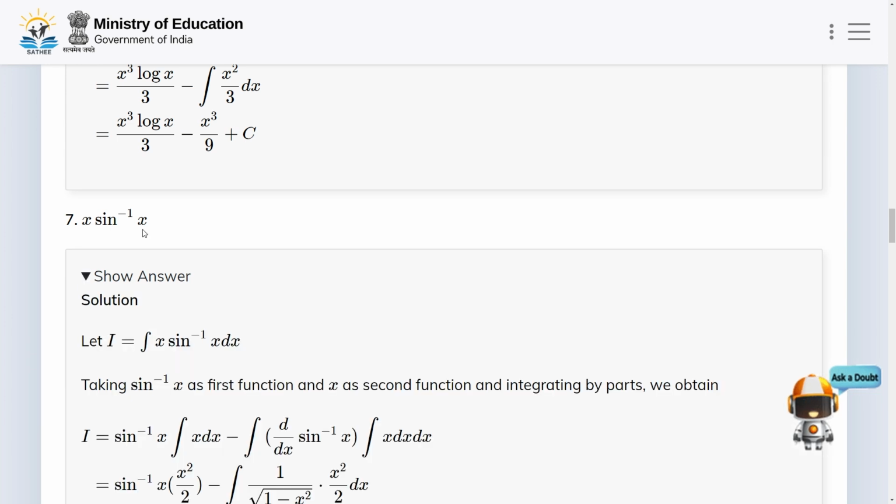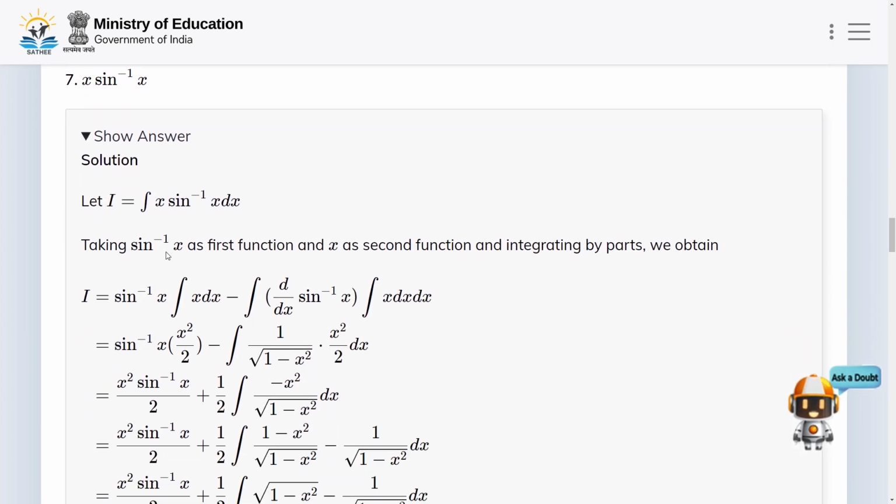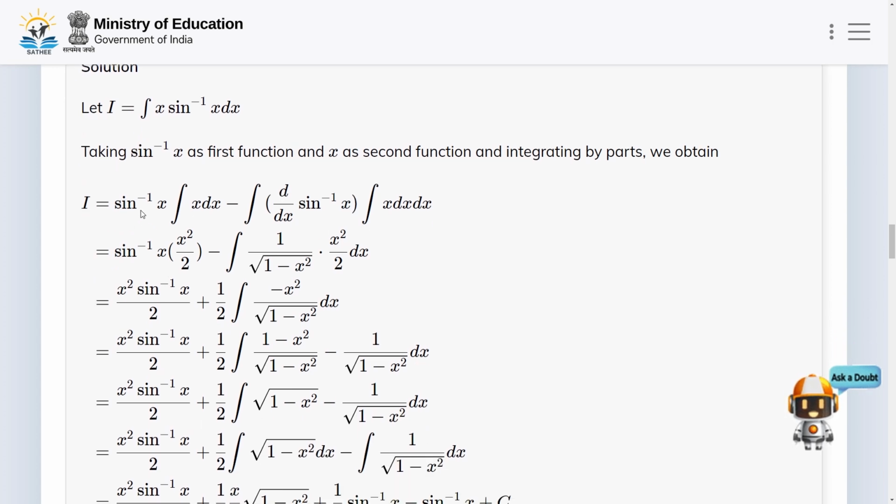In the seventh problem, sine inverse x will be your first function and the remaining x will be your second function. So now, first function multiplied with integration of second. Integration will be x square by 2. Now minus differentiation of first, which is 1 by root 1 minus x square, multiplied with integration of second, which is x square by 2, as you can see.